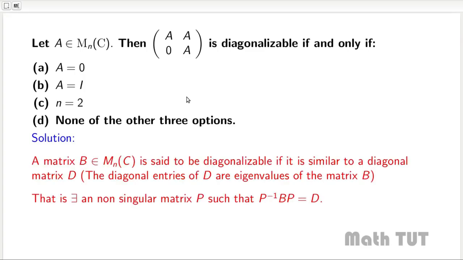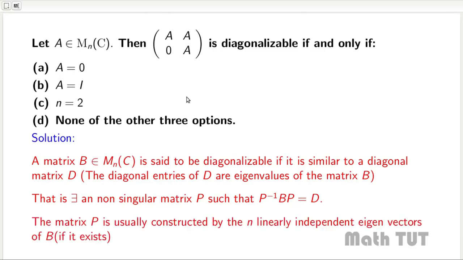We all know that a matrix is said to be diagonalizable if it is similar to a diagonal matrix D, and the entries of the diagonal matrix are nothing but the eigenvalues of the matrix B. If you're able to do such a thing, then we say that the matrix is diagonalizable. There are many other characterizations for this. Simply, there should exist a non-singular matrix P such that P inverse BP is equal to D. Then we can say that B is diagonalizable and D is a corresponding diagonalized form of B.